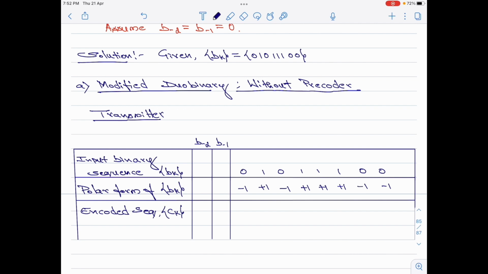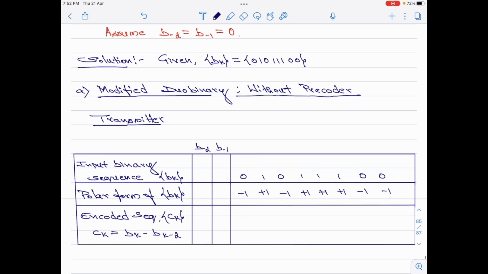And here, to generate the encoded sequence CK, I'll be using the expression CK is equal to BK minus BK minus 2. Now, since I require BK minus 2, I'll be using the initial bits B minus 2 and B minus 1, which are given as 0, 0. So, in the polar form, this will be minus 1 and minus 1. Let me now start the computation.